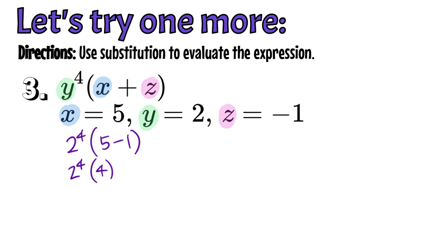And then the next thing we do is simplify exponents. So 2 to the 4th power is 2 times 2 times 2 times 2, which happens to be 16 times 4. And then 16 times 4 is equal to 64.